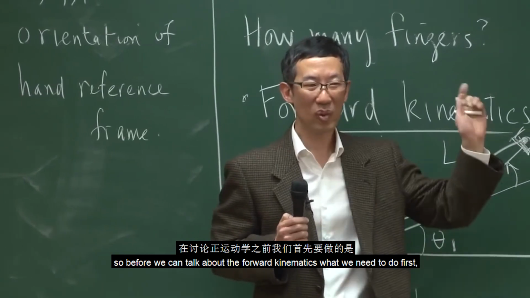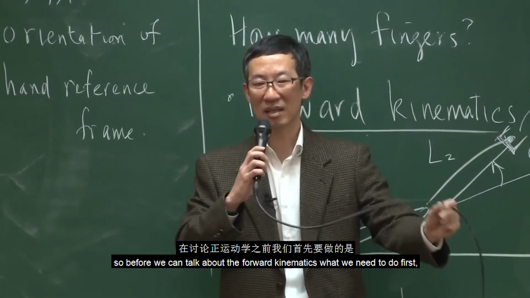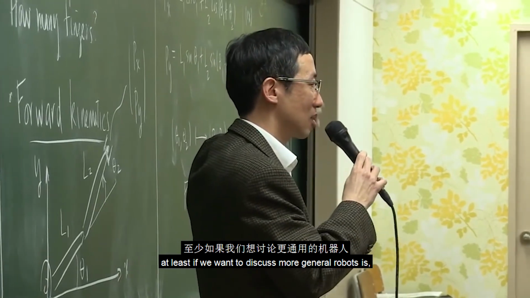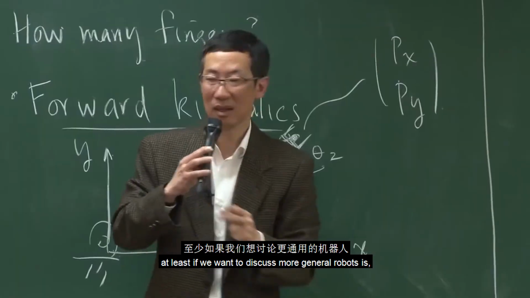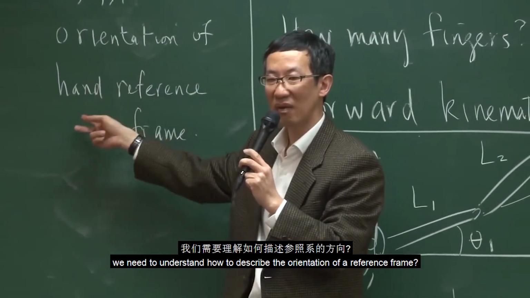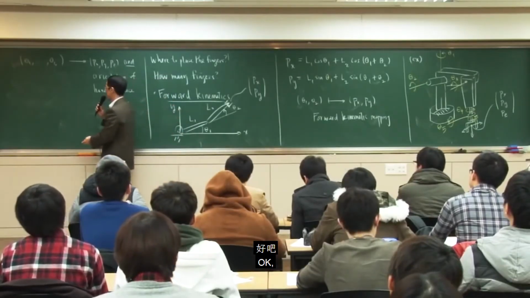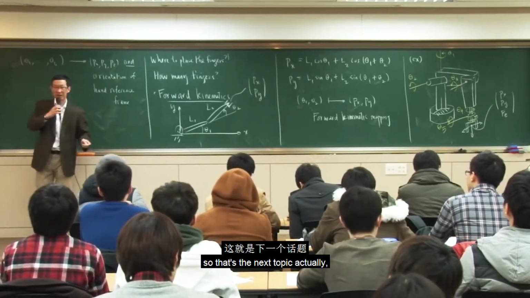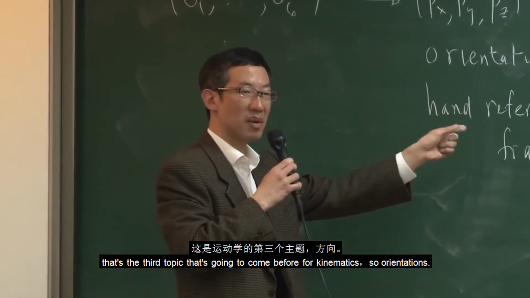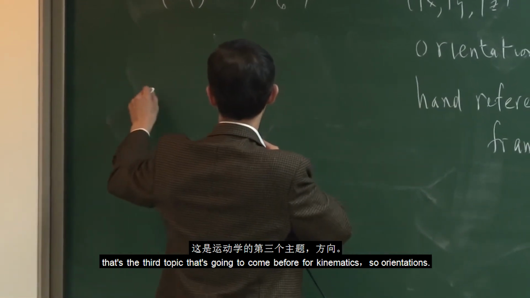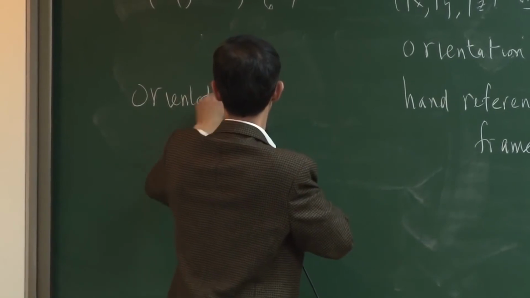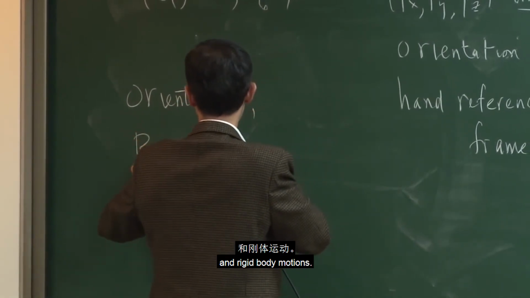So before we can talk about the forward kinematics, if we want to discuss more general robots, we first need to understand how to describe the orientation of a reference frame. So that's the next topic. Actually, that's the third topic that's going to come before forward kinematics. So orientations and rigid body motions.